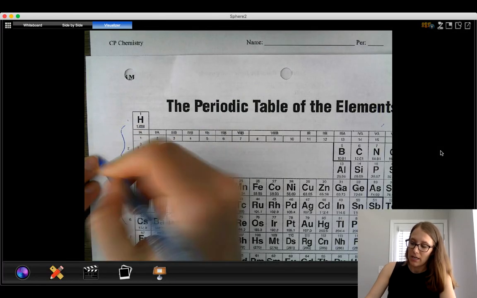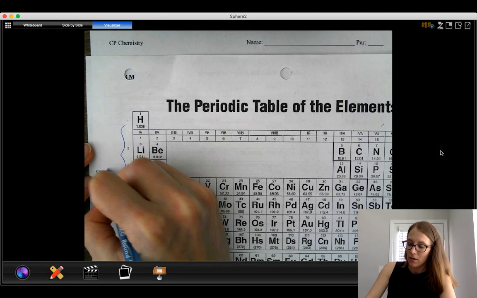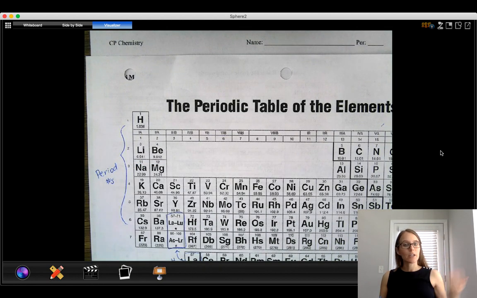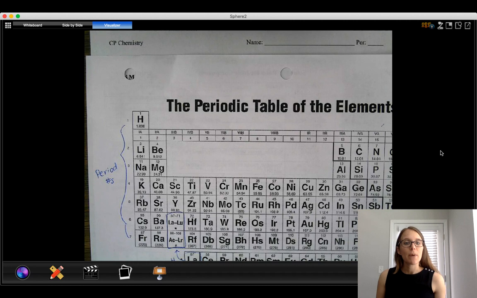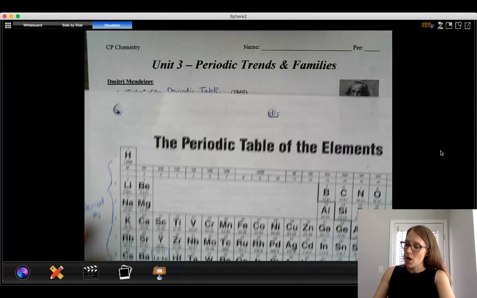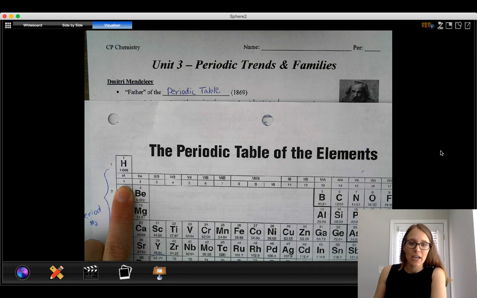So these right here are the period numbers. And we have those written on here. It's 1 through 7. So we have 7 periods on the periodic table. Our group numbers are also numbered on here. They're just kind of buried.